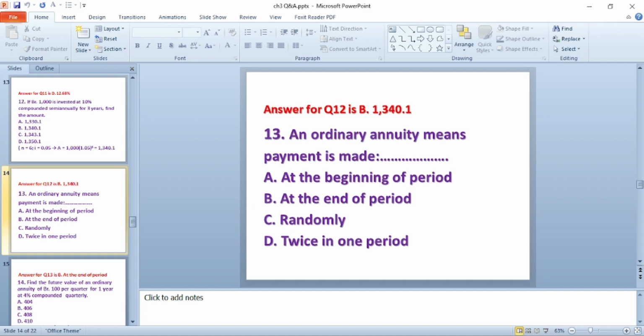Question number 30. An ordinary annuity means payment is dash: A, at the beginning of period; B, at the end of period; C, randomly; D, twice in one period. The answer is B, at the end of the period.